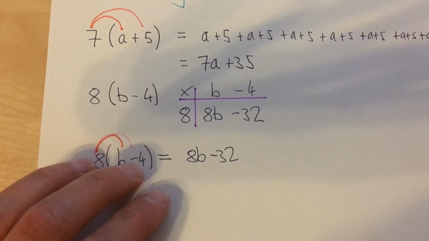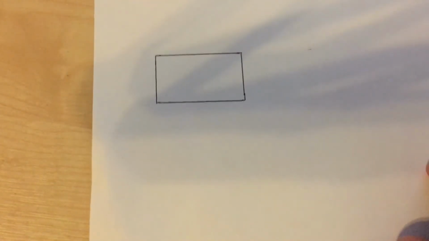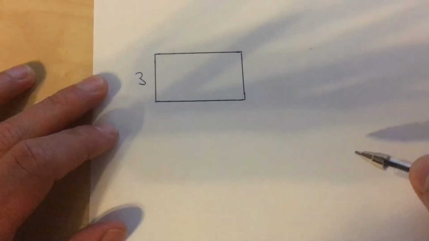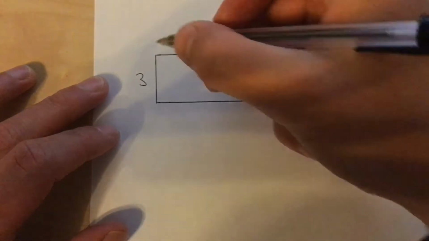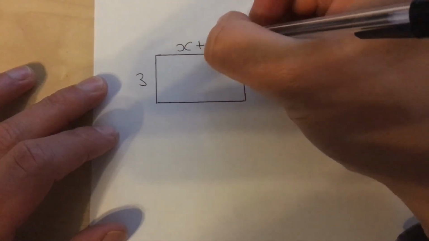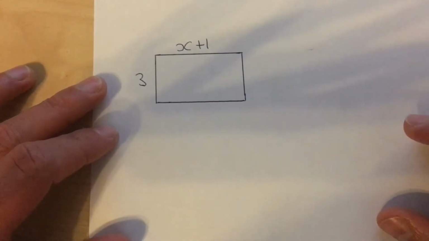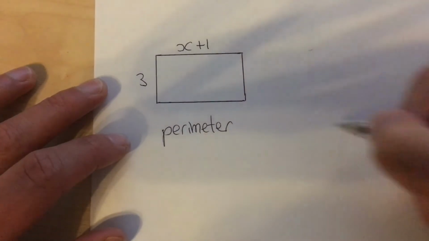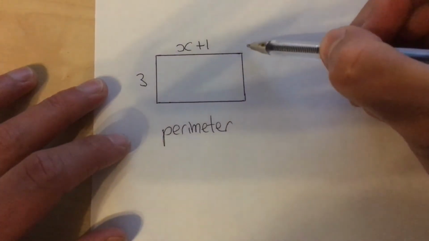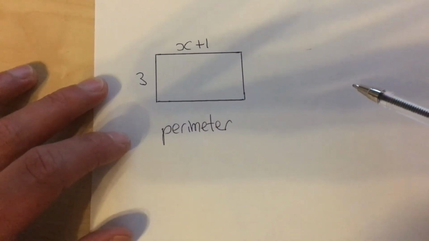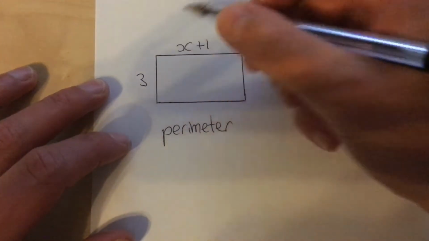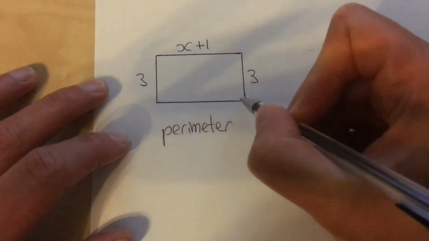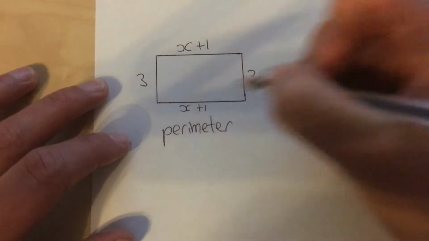Let's have another type of question you might see. So here we have a rectangle. It has a width of 3, let's say centimeters, and it has a length of x plus 1 centimeters, and we want to find an expression for its perimeter. Well, perimeter is the sum of all the edges of a shape. So here we got 3, but over here look, there's 3 there as well. Here is x plus 1, so this length here, because it's a rectangle, is also x plus 1.